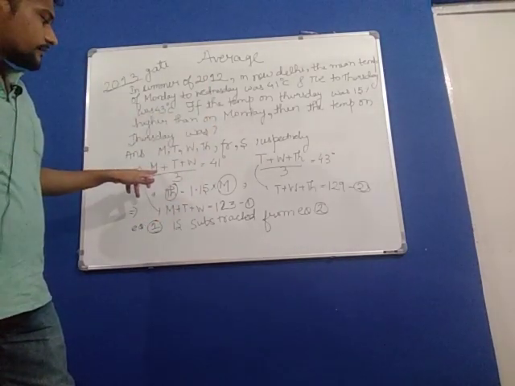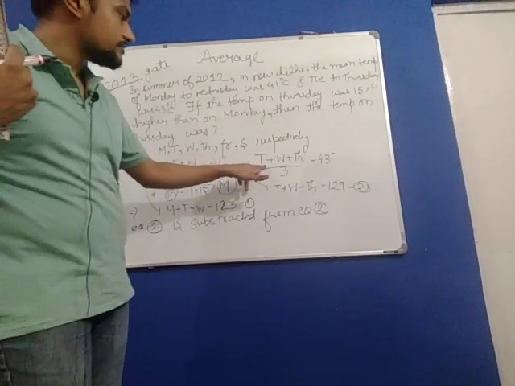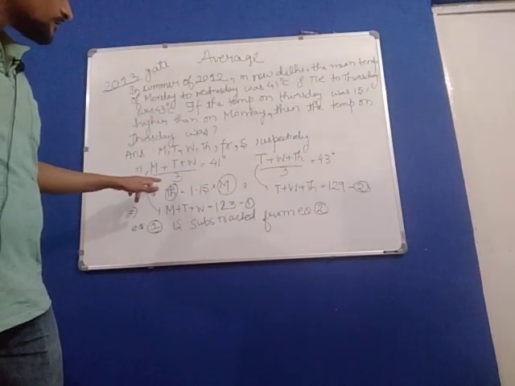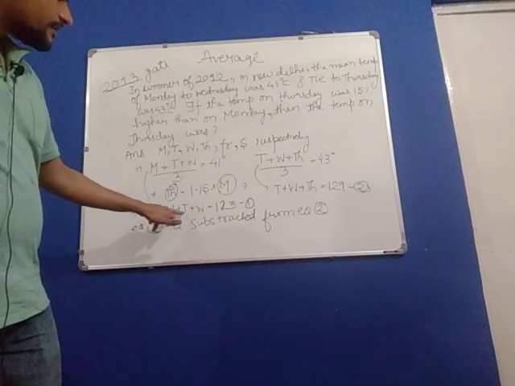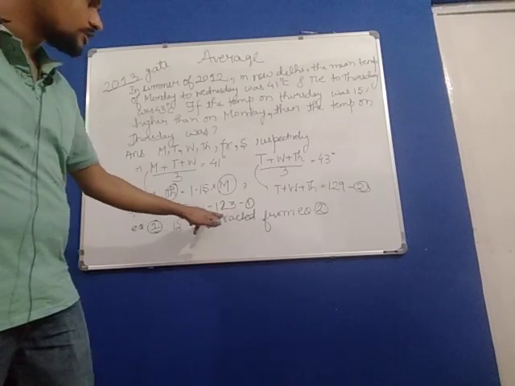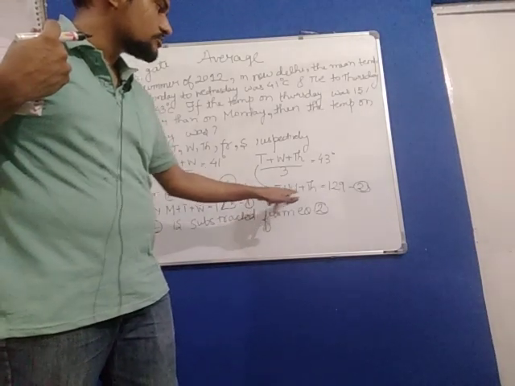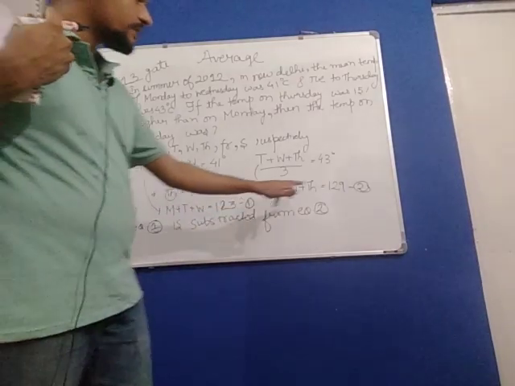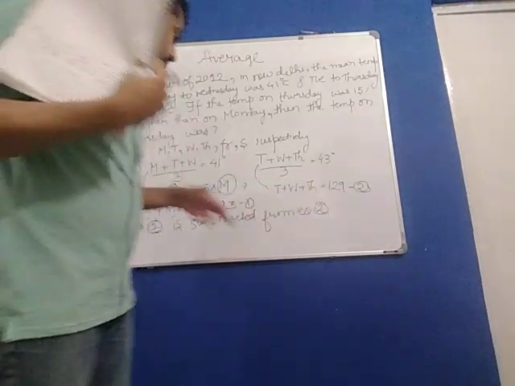We have the average temperature from Monday to Wednesday equal to 41 degrees Celsius, the average temperature from Tuesday to Thursday equal to 43 degrees Celsius. From these two equations we obtain Monday's temperature plus Tuesday's temperature plus Wednesday's temperature equal to 123, and Thursday's temperature plus Wednesday's temperature plus Tuesday's temperature is equal to 129. We are stating this as equation 1, this is equation 2. Now we are subtracting equation 1 from equation 2.